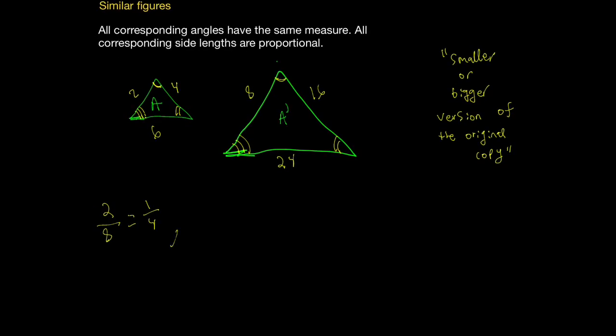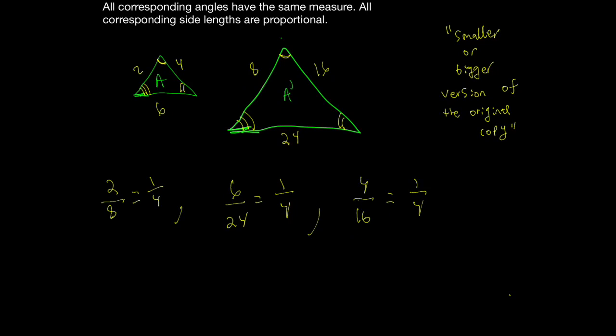Let's get the other side, 6 over 24. You're going to get the same thing, 1/4. And then for the last part, 4 corresponds to 16. So 4 over 16, this also gives us 1/4. And here, you can use the decimals if you'd like. So this is 0.25, 0.25, 0.25.